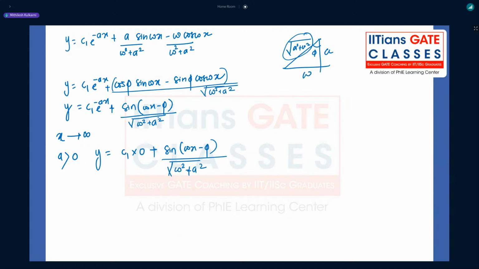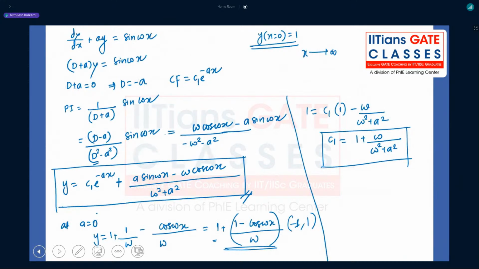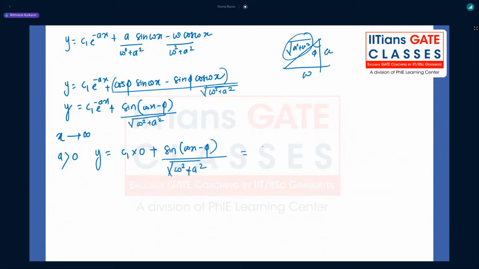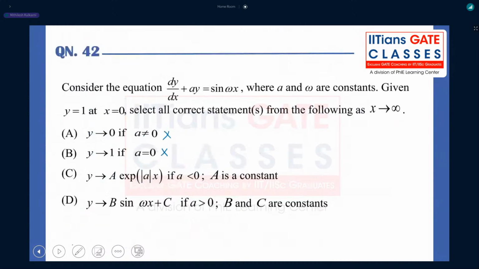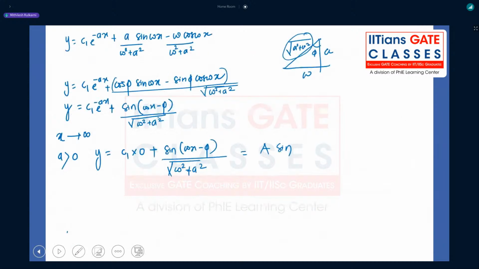So looking into option D, you can treat this as one constant. Can you still write it as a sine of omega x plus or minus c? Yeah, we can write it like this, right? So it's more or less the same. B you can consider as this constant term, 1 upon under root of omega square plus a square. So let's write it as b sine of omega x minus phi.